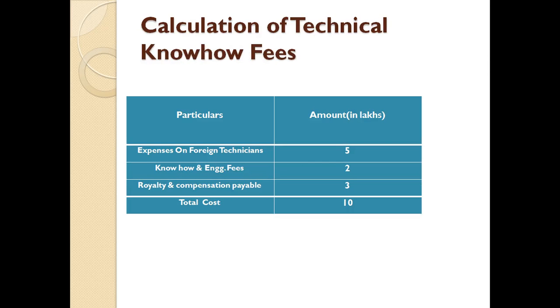The technical know-how fees involve the cost of training, which is used to train people so that they can use equipment. This cost is 10 lakh rupees, and it is allocated for the expenses on foreign technicians, know-how and engineering fees, royalty and compensation payable.